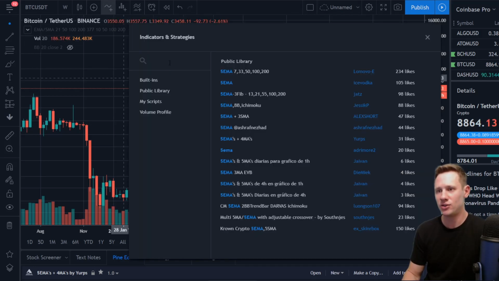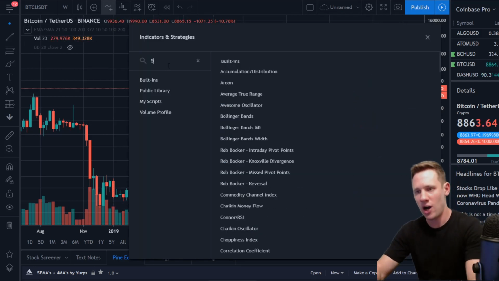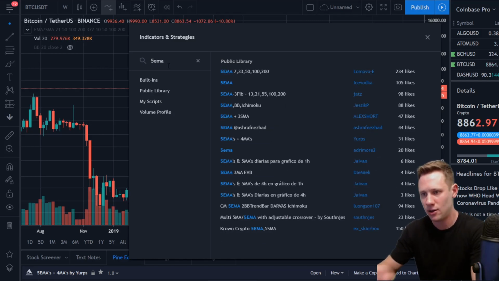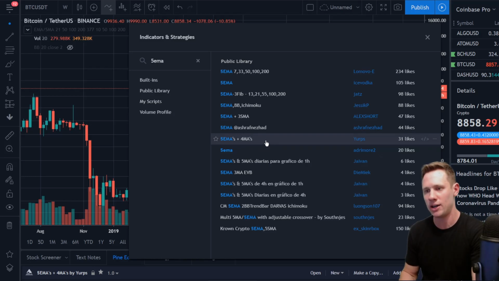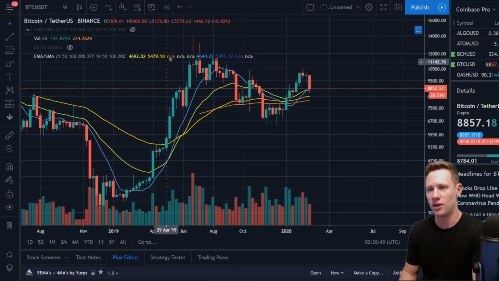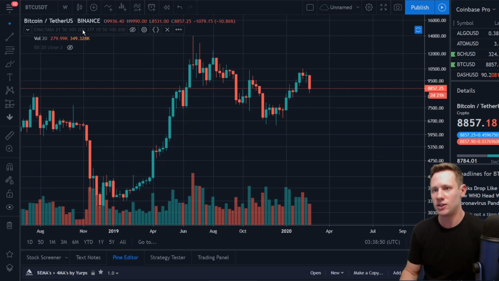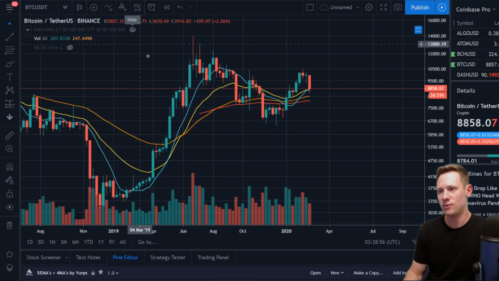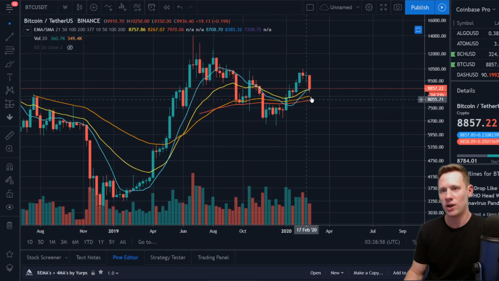Okay, so go to your indicators right up here. In the indicators, you're going to type in 5 EMA, and you're going to look for the 5 EMA plus 4 MAs. Okay, so you click on that. I already have one loaded, so I'm going to get rid of this. You can see I have that right up here. This is if you want to show it or not show it, and this will be the settings.